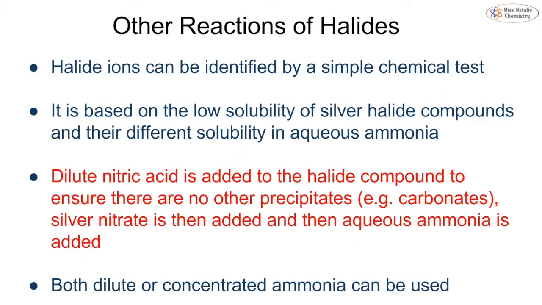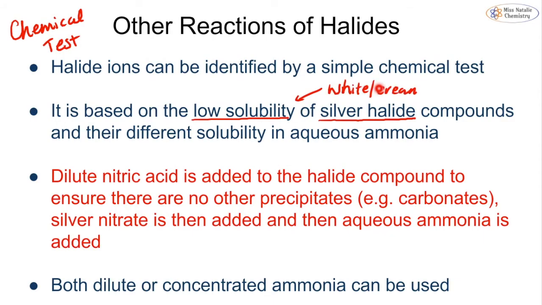Now, other reactions of halides are ones that you've seen before. Back in IGCSE when you did chemical tests, we can identify that a halide ion is present due to the formation of a silver halide compound, and taking into account the fact that they have a low solubility, we can form precipitates. Okay, so we get those white, cream, and yellow precipitates.